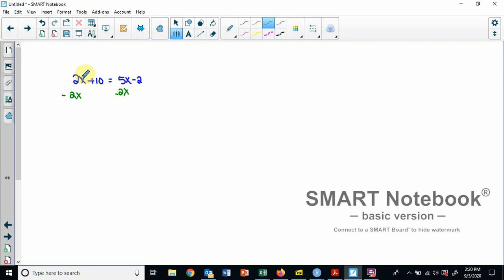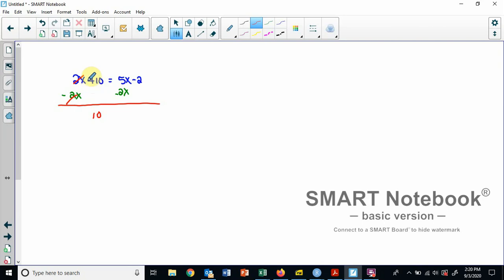Now, since this term has an x in it, I can only add or subtract it with the term that has an x. I can't combine it with this 2. I've got to combine it with the term that has an x. So when I do this operation, 2x minus 2x is gone, and I'm left with a positive 10.